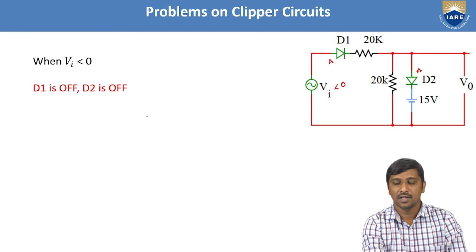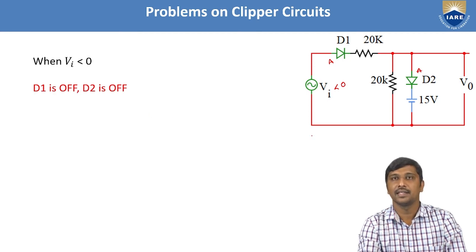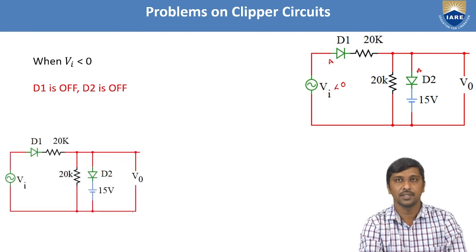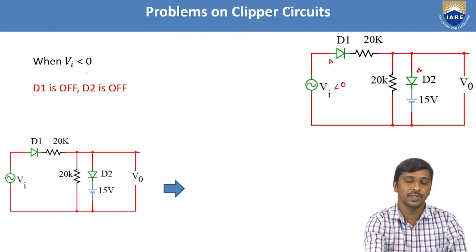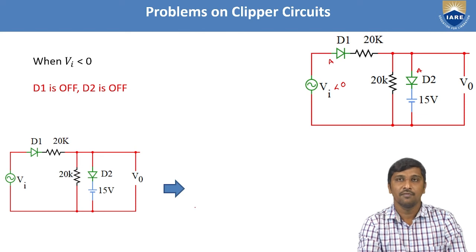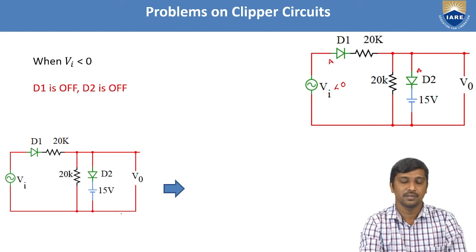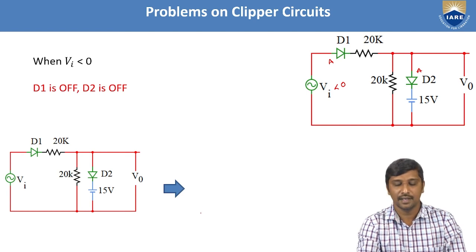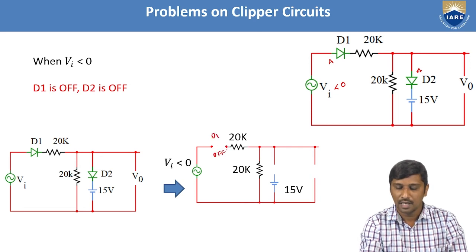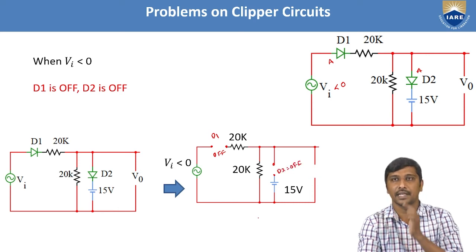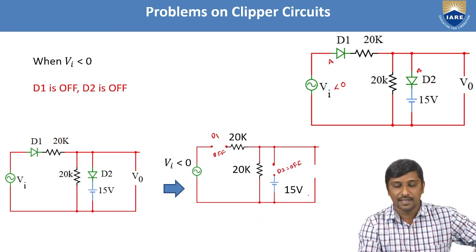If both diodes are in the off state, I am going to redraw the equivalent circuit. So this is the actual given circuit. With respect to this assumption, when the input is less than 0, both diodes D1 and D2 enter the non-conducting state. Hence, this D1 portion is represented as off state, and the D2 is also represented as off state. And this is the equivalent circuit.